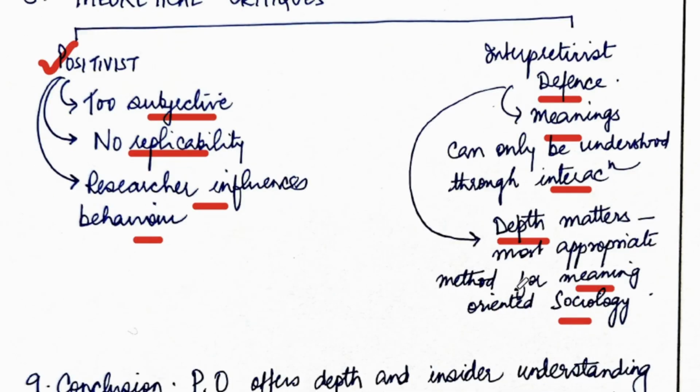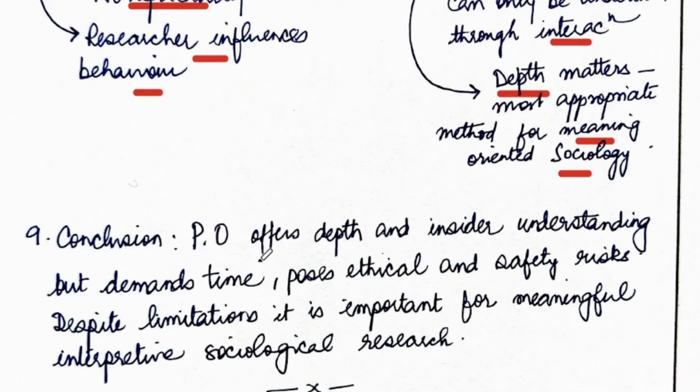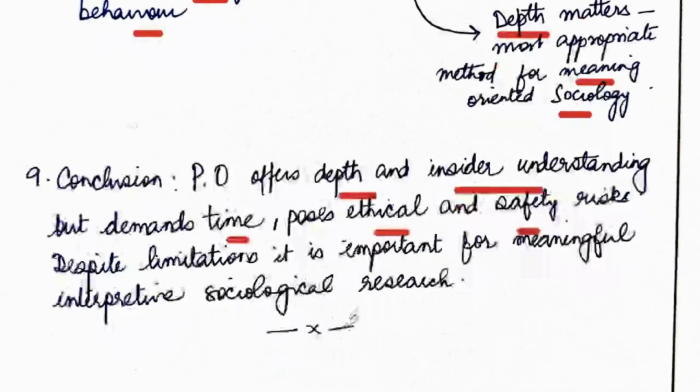If the goal is to understand motives and meanings, this method provides the closest access to the lived reality of the group. So, in conclusion, we can say that participant observation offers depth and insider understanding. It demands time, many a time poses ethical issues and safety risk, but despite its limitations, it is very important for meaningful interpretive sociological research.